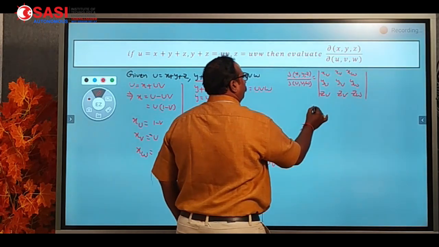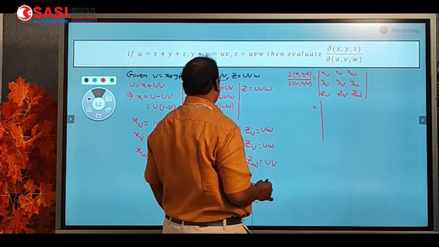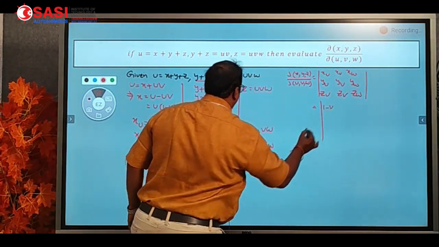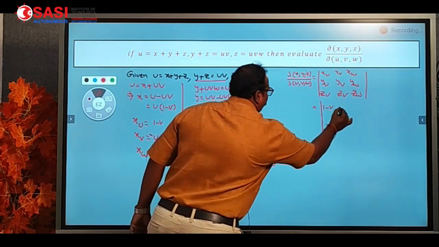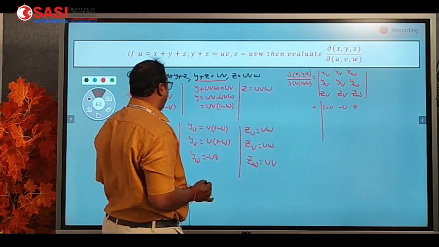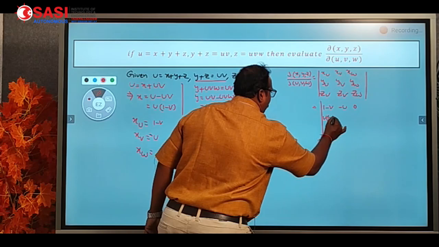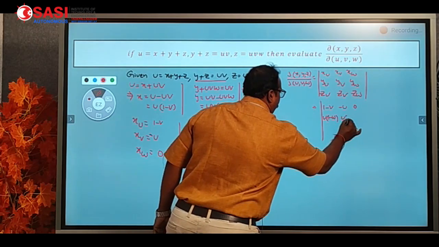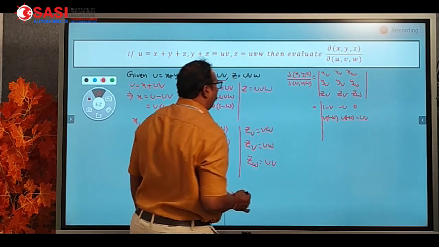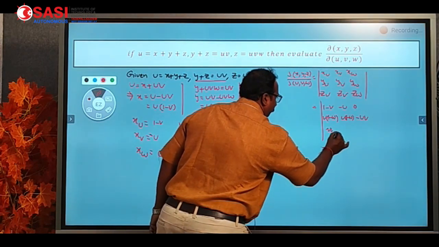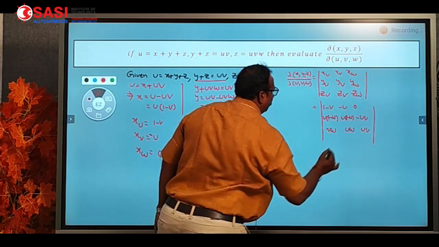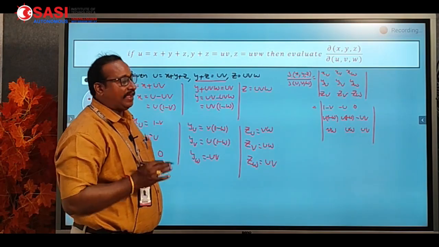Okay, right. So now substitute all values. What is x_u? x_u is 1 minus v, so write here 1 minus v. Now x_v, that is minus u. Now x_w, that is 0. Now substitute the remaining: y_u, that is v into 1 minus w. Now y_v is u into 1 minus w. Next y_w is minus uv. Okay, now z_u is vw, z_v is uw, z_w is uv. Okay, so calculate the determinant by using the first row.